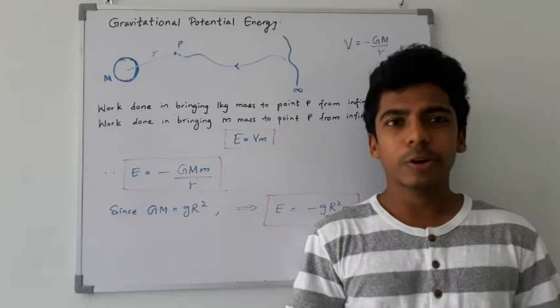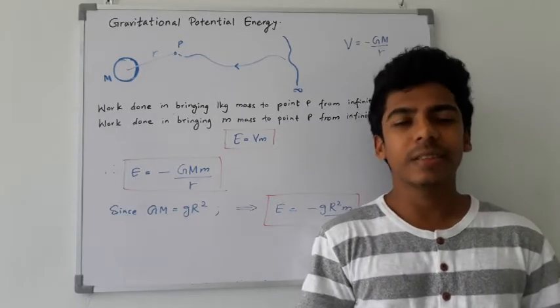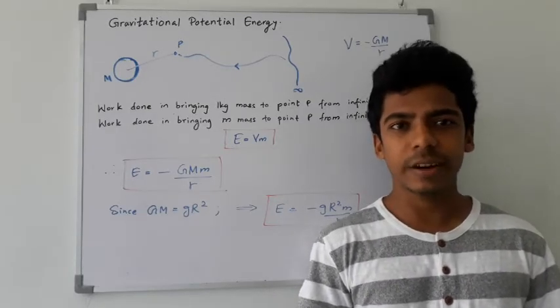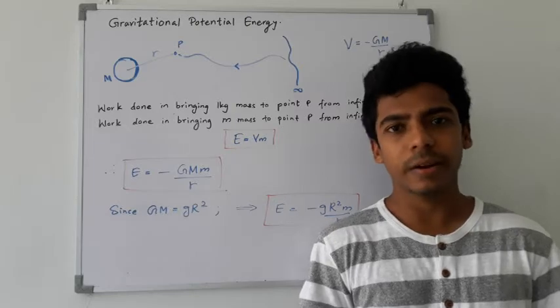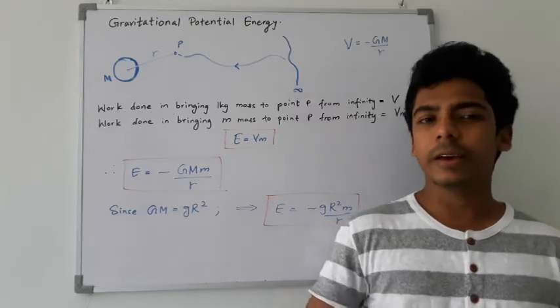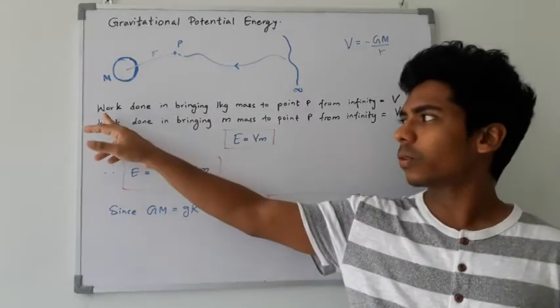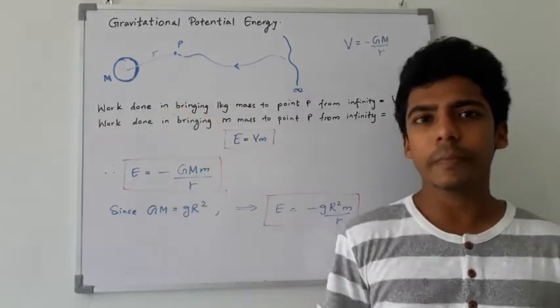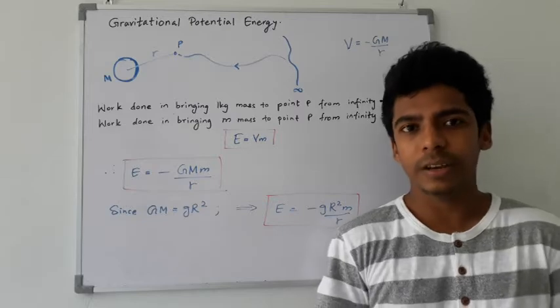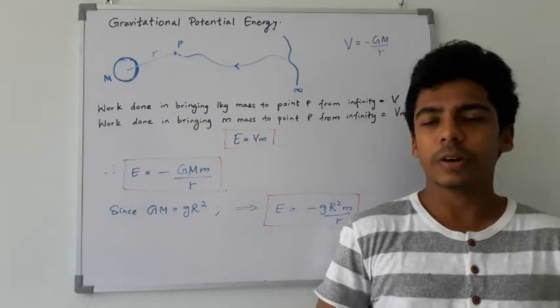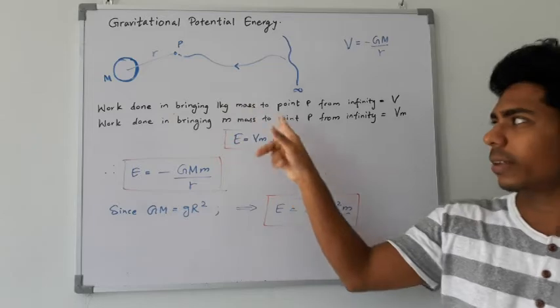Okay, here we come to the topic gravitational potential energy. The gravitational potential energy is defined as the amount of work done by the gravitational field in bringing a mass to the point from infinity. Here the amount of work done in bringing 1 kilogram mass to point P from infinity, that is the definition of the potential at this point. So I can write that is equal to V.